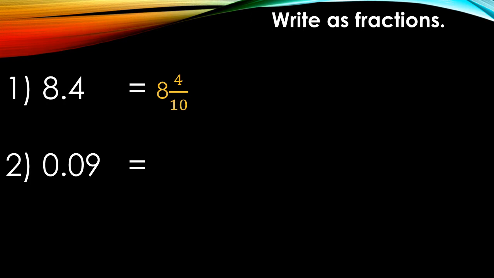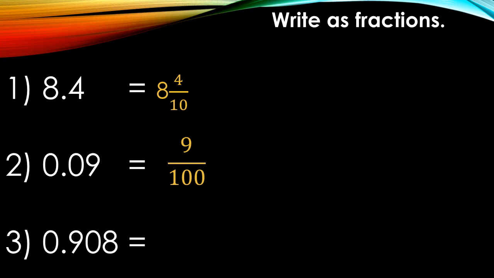0.09. See, in this question, the whole number is 0. 0 means nothing. And 0.09 means 9 upon 100. So the answer is 9 upon 100. Question number 3. 0.908. Again, see, the whole number part is 0. So the answer is 908 upon thousands.